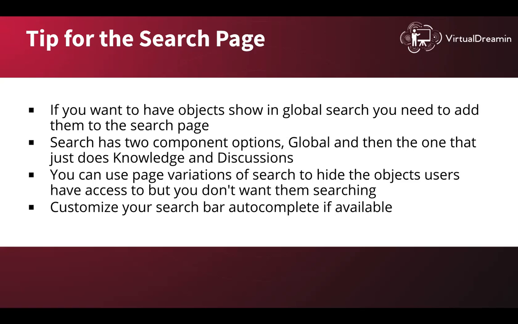Also, when setting up your search, you have two different components. Make sure you have the global search component. This allows you to add any components you want to that page. In addition, you can create multiple page variations for search. For example, if you want guests to have different items available. And then you can also customize your search bar to have autocomplete, which can be extremely handy for your end users. Think about how often you use that with either Google or your Salesforce instance as well.